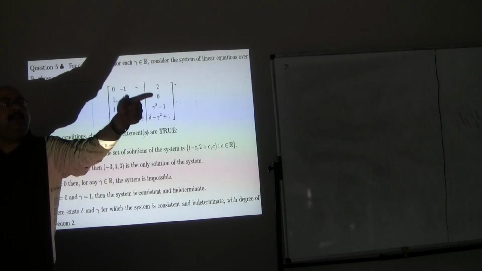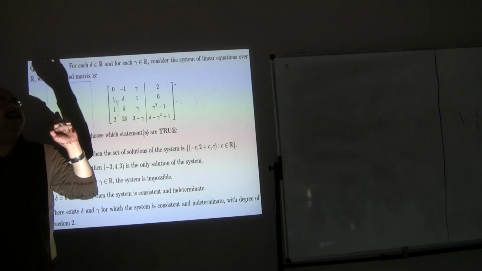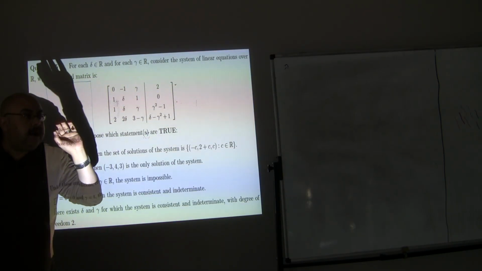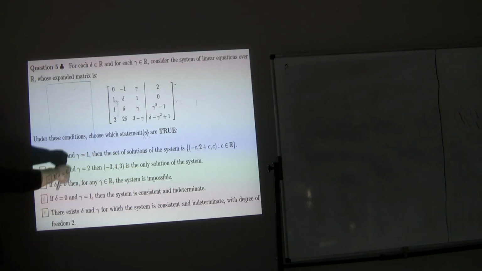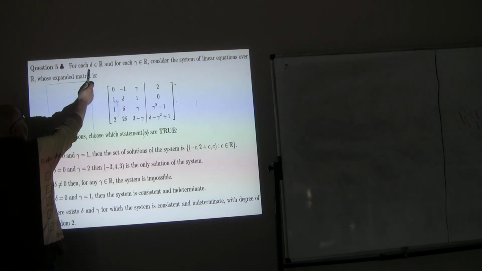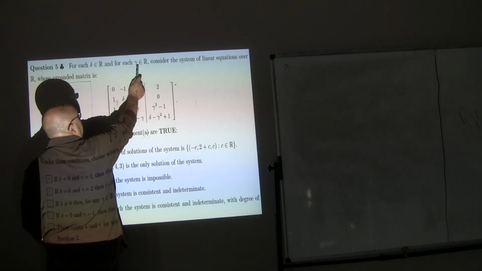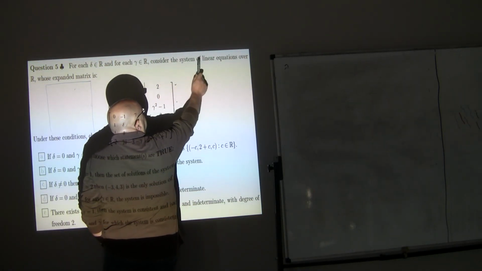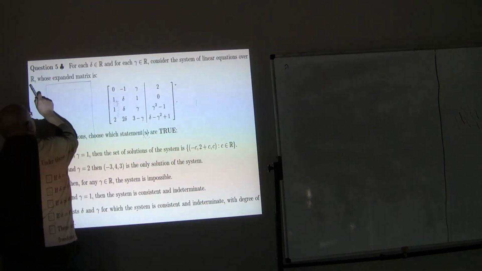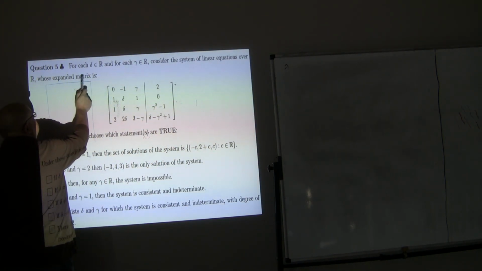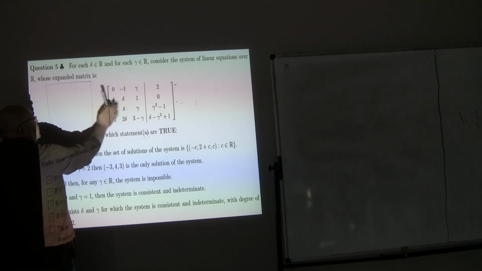اللعبه دي بيدخل معاها مين؟ رانك. بيدخل معاها الرانك. تعالوا نشوف بقى. بيقول for each delta which belongs to R and for each gamma which also belongs to R, consider the system of linear equations over R whose expanded matrix, which means the augmented matrix, is that matrix.